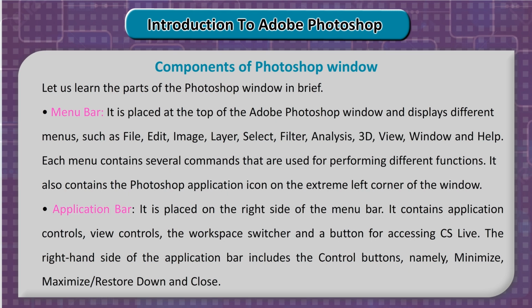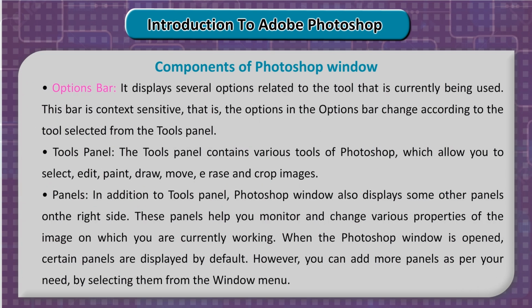Application bar. It is placed on the right side of the menu bar. It contains application controls, view controls, the workspace switcher and a button for accessing CS Live. The right-hand side of the application bar includes the control buttons, namely, minimize, maximize / restore down and close. Options bar. It displays several options related to the tool that is currently being used. This bar is context sensitive, that is, the options in the options bar change according to the tool selected from the Tools panel.